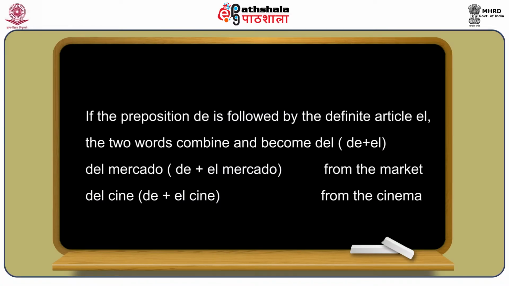In the same way, if the preposition de is followed by the definite article el, the two words combine and become del. For example, from the market, we'll say del mercado. We will not say de el mercado. So this de and el will combine and become del. In the same way, from the cinema, we will say del cine. This del comes from the combination of de plus el. So remember this: a plus el becomes al and de plus el becomes del.